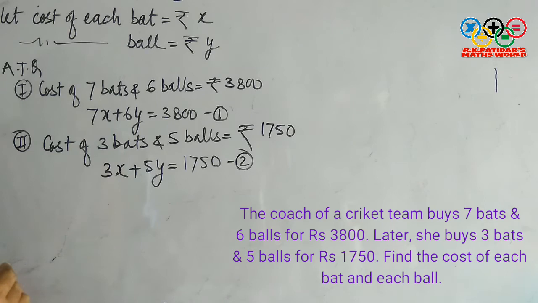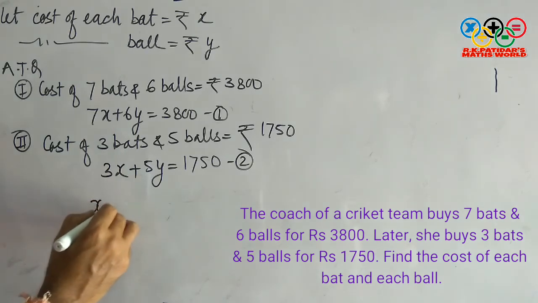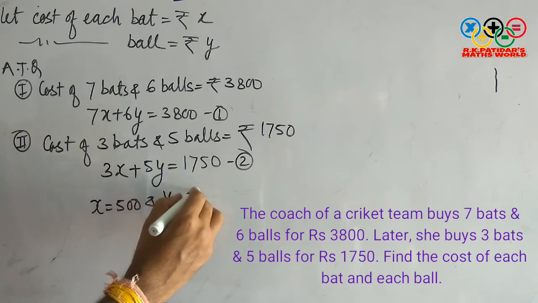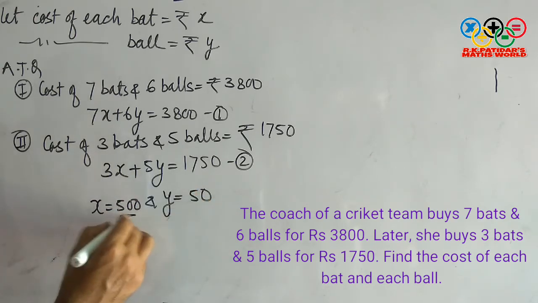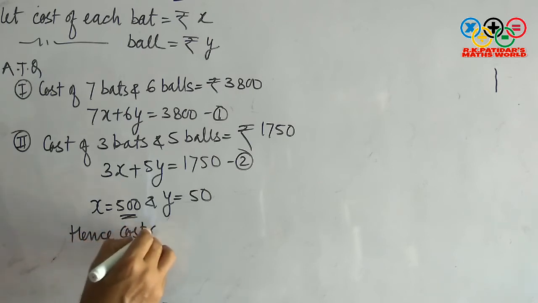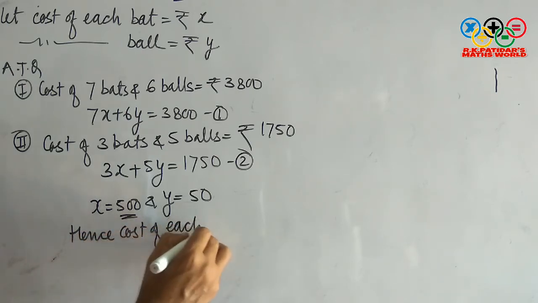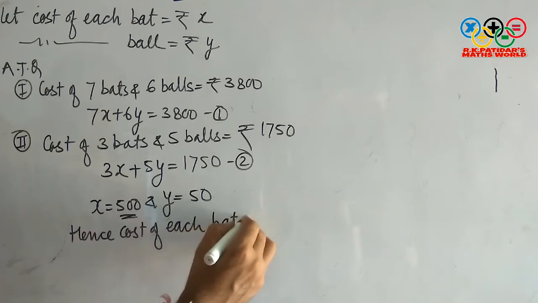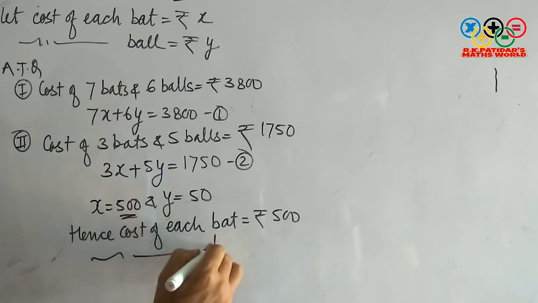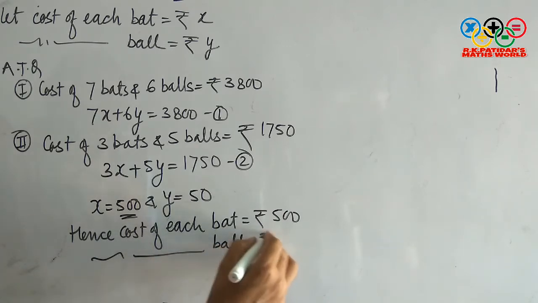Solve these equations by any method. You will get x is equal to 500 and y is equal to 50. Means the cost of each bat will be rupees 500 and the cost of each ball will be rupees 50.